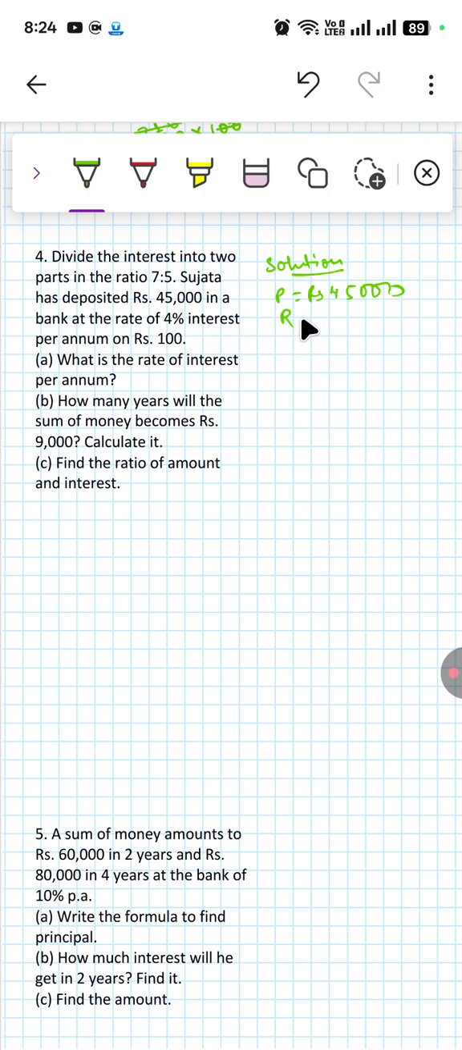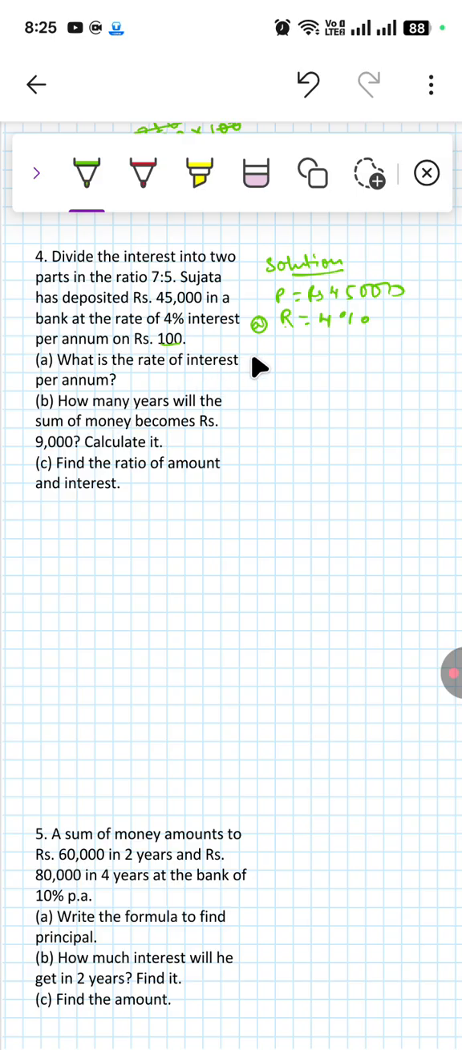45,000 and the rate of interest is given, that is 4% per annum on rupees 100. It is always there, right? The base is always 100. Even if it is not written, we have to understand the rate is always measured on the base rupees 100 and the time that is 1 year. So what is the rate of interest per annum? The rate of interest per annum is 4%. So the same thing we have to write again for question number A, in a sentence: the rate of interest per annum is 4%.